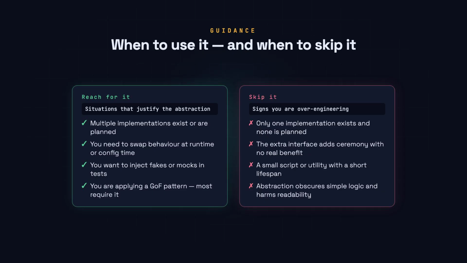Skip it when there is genuinely only one implementation and no realistic chance of a second. Adding an interface there just adds noise. A good rule of thumb: if you cannot name a second concrete class you might actually create, the interface is probably premature.